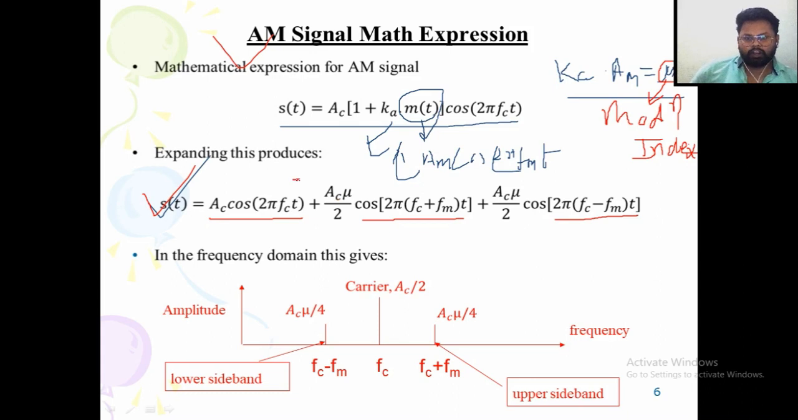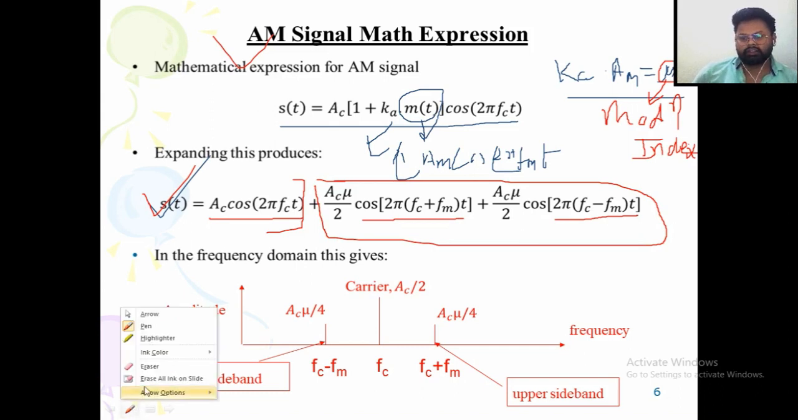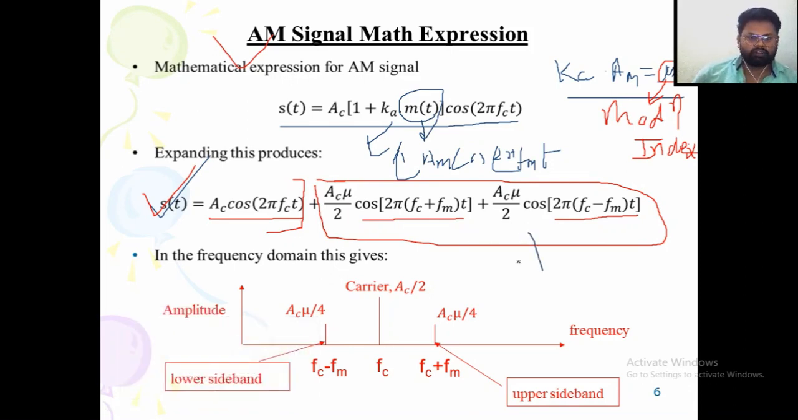Apart from the carrier component, if you suppress it, the other components are called sideband components. These are the sideband components, and this is the carrier component. So we have a component with frequency FC plus FM, and another with frequency FC minus FM.